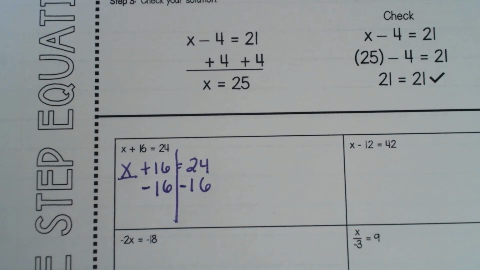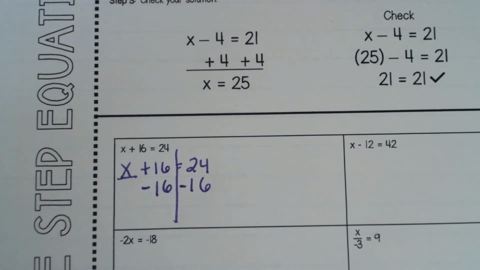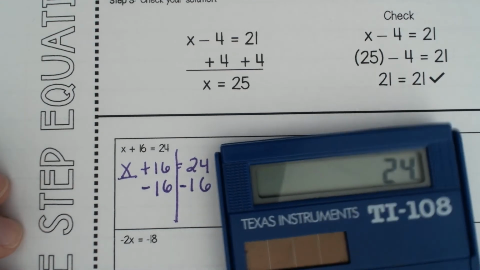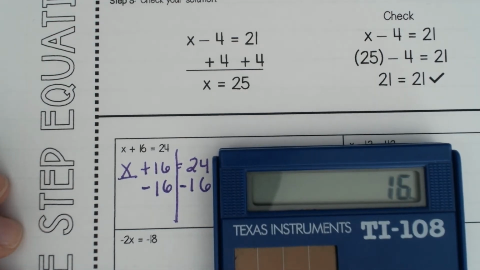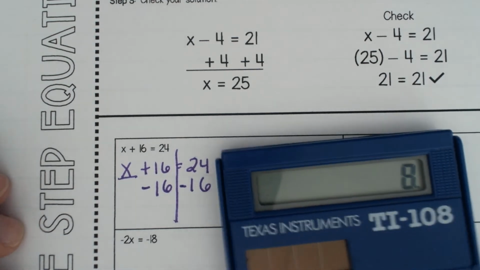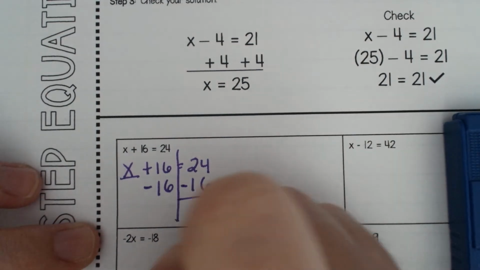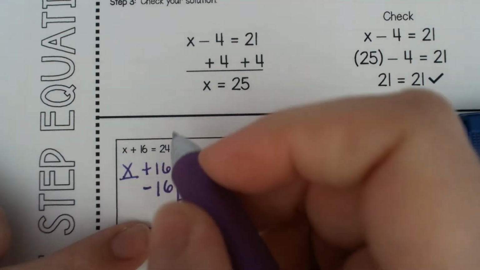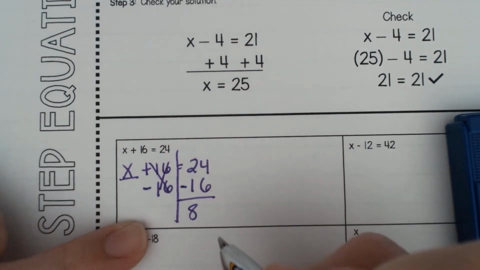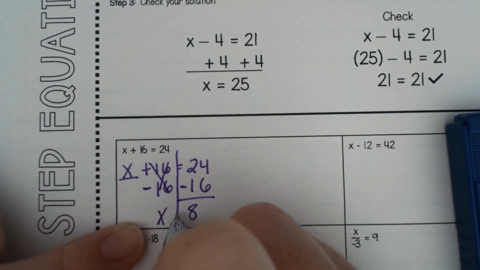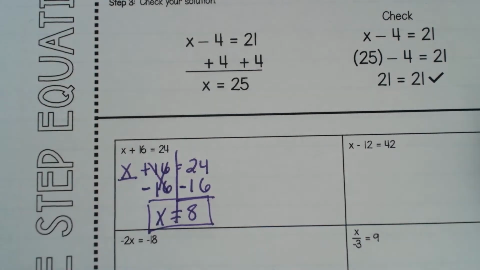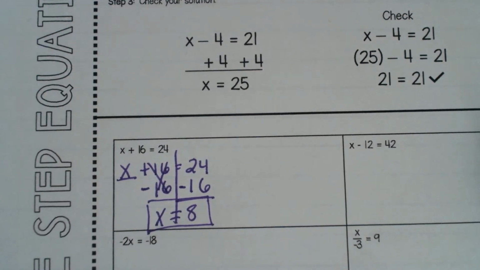I can get my calculator to come on. And it's dead. Here's my little one. 24 minus 16, and that gives us 8. So right here we have 16 minus 16. Well, that cancels out. That just becomes 0. So we have x equals 8. Really, really easy, right? This is a review from last year and really from 6th grade as well.